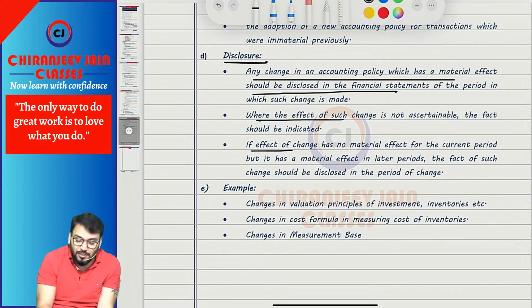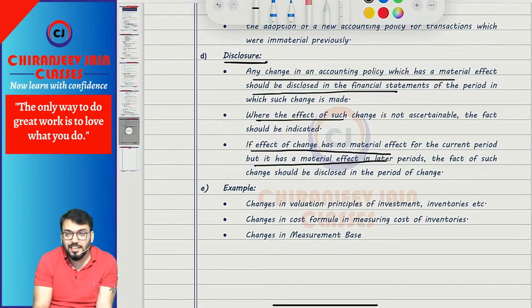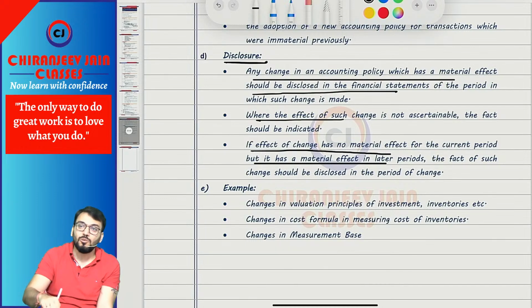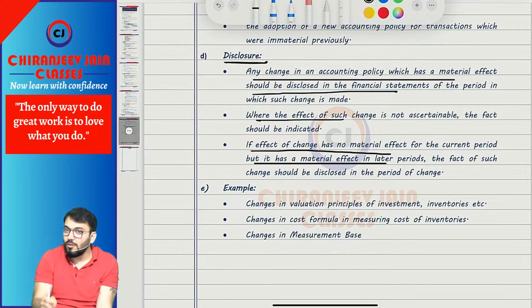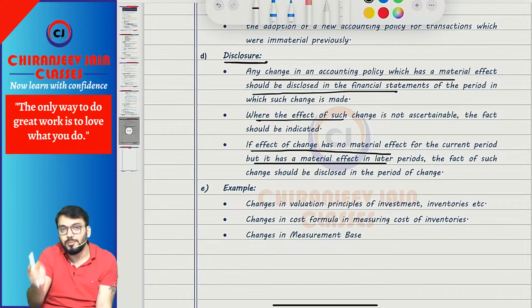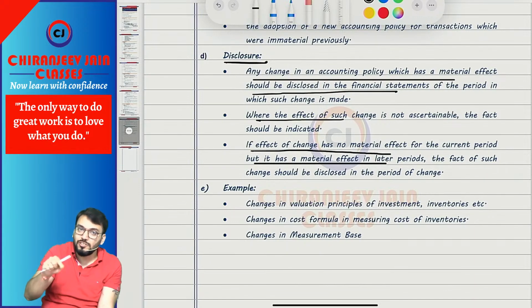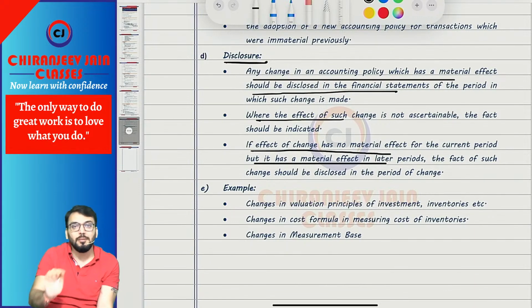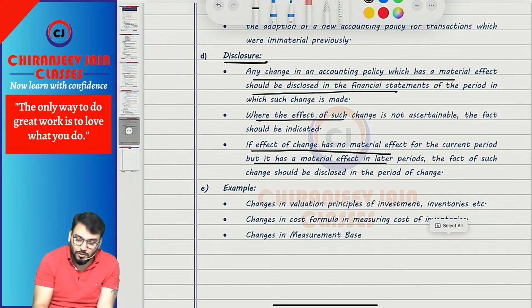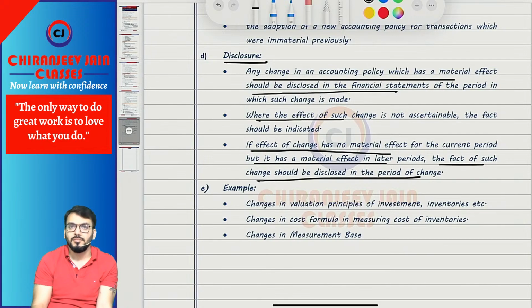Correct? If the change has no material effect in the current period, but has a material effect in a later period, then also the fact needs to be disclosed in the current period regarding the change in accounting policy. So whatever accounting policy you have changed, if that change will affect your future period, not the current period, then also you should disclose the fact that in the current year we have done some changes in accounting policy. Understood? Have you understood? So the fact of such change should be disclosed in the period of change.